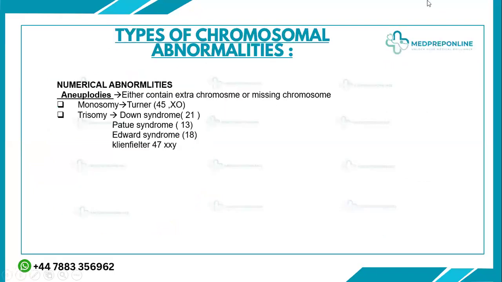Okay, so first we are going to discuss the types of chromosomal abnormalities according to the numbers and according to the structure. When we talk about chromosomal abnormalities, they could be numerical abnormalities. That means if we have 46 chromosomes in a person, with one X chromosome and one Y chromosome, these are the sex chromosomes. If there is any extra chromosome or any missing chromosome, that is considered aneuploidy, and that is a numerical abnormality.